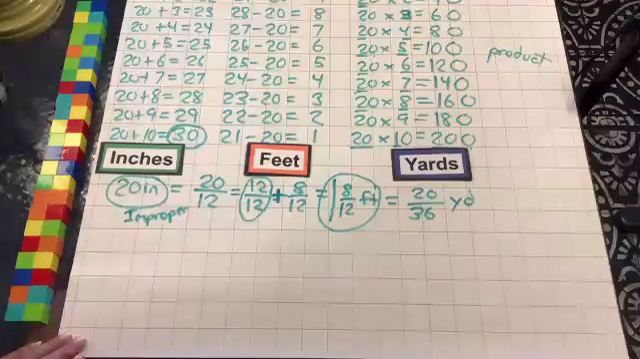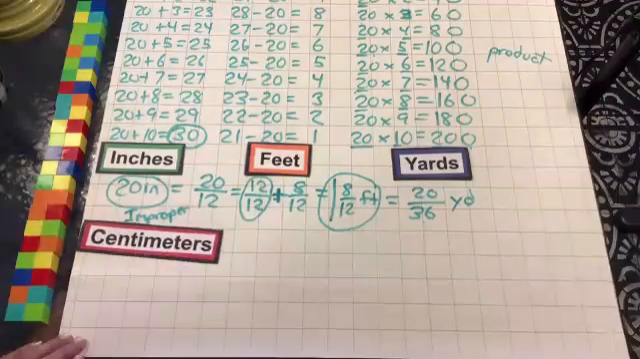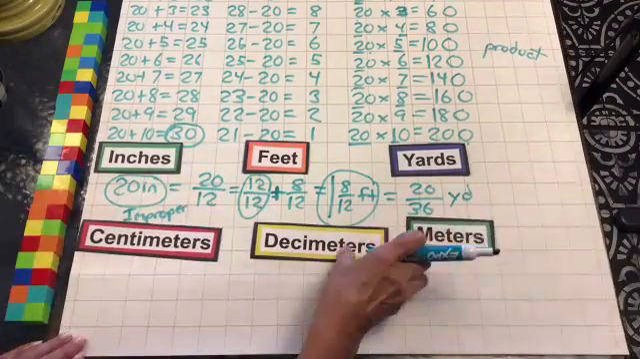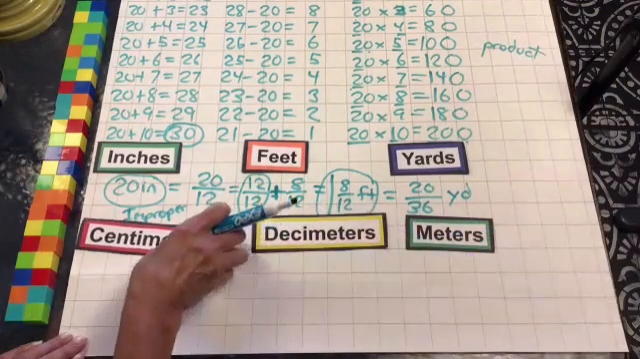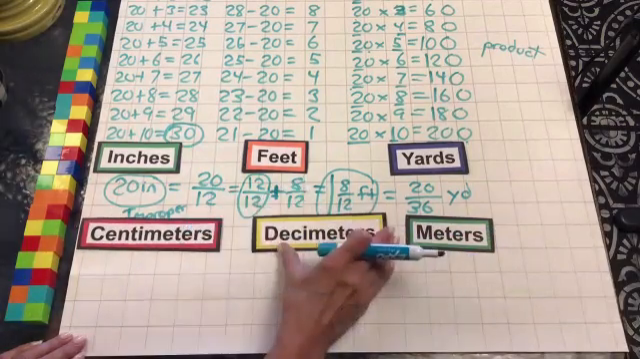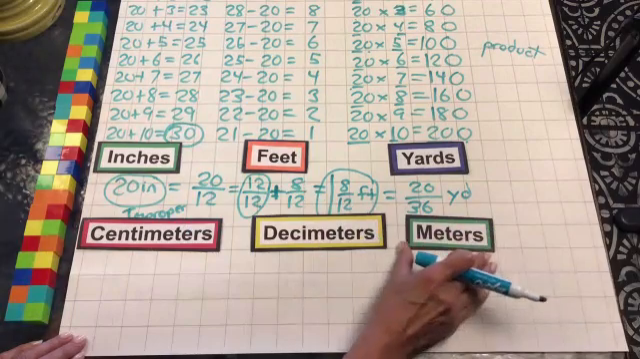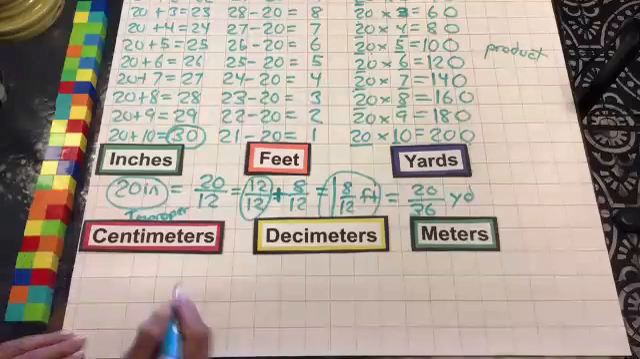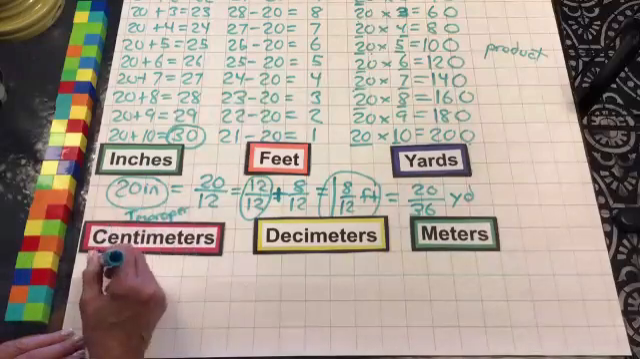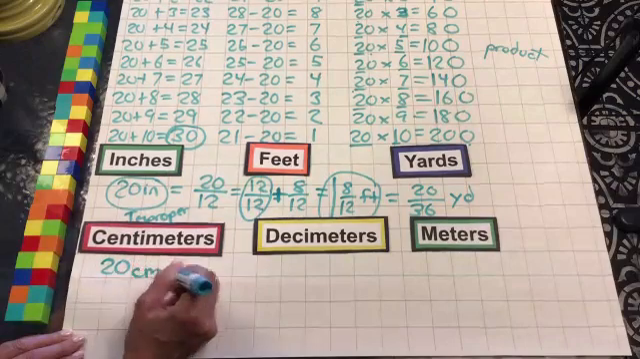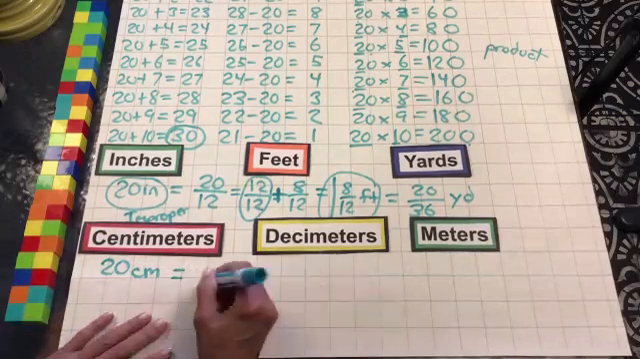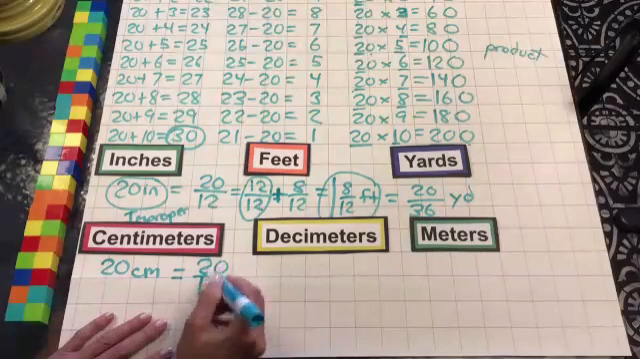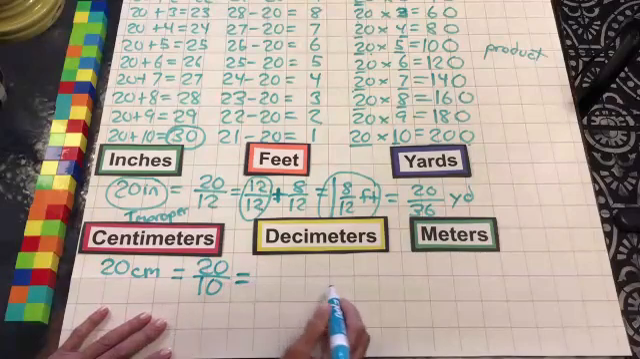All right, let's go on to the metric system with centimeters, decimeters, and meters. So we're going to do the same. We're going to be working with our fractions. So we're getting a little bit of a workout on playing with numbers with measurement and fractions. So let's go on. 20 centimeters equals, well, we know it takes 10 centimeters to make a decimeter. So we're going to put 20 over 10, which is an improper fraction. We're going to break that apart.